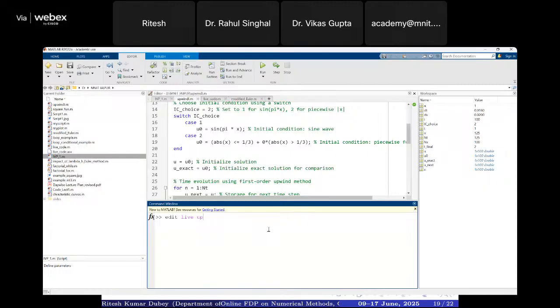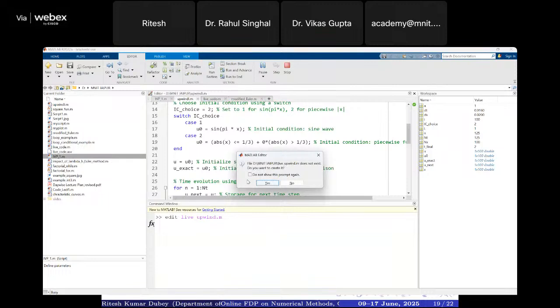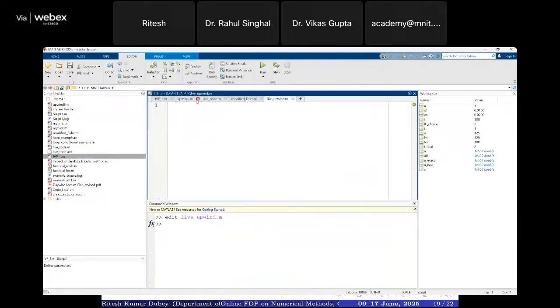I'm naming it upwind dot m, and I will take one of the conditions. Let us define how many grid points we want in space. So we'll define n of x. Define the grid parameters. So I will take variable nx and define nx equal to 100.